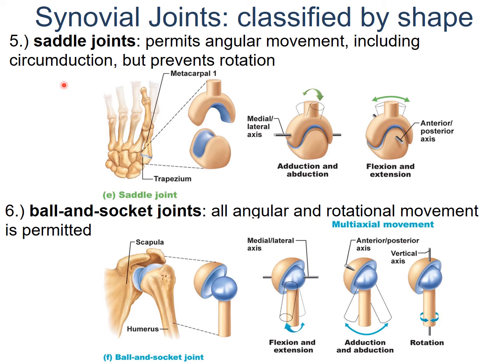Okay, so with these saddle joints, you get that angular back and forth movement, that bending movement, like what you see in the hinge joint between humerus and ulna. You can't do the rotation like what you see in the pivot joint between atlas and axis or radius and ulna. But you can do a circumduction.